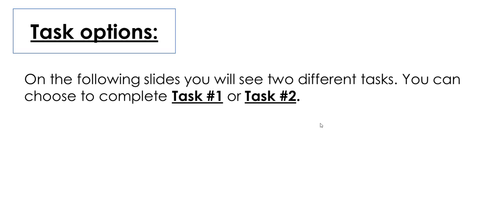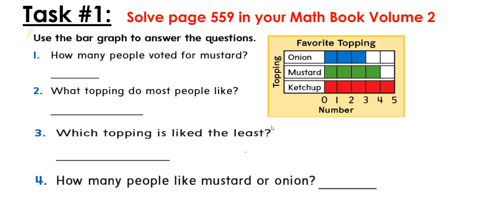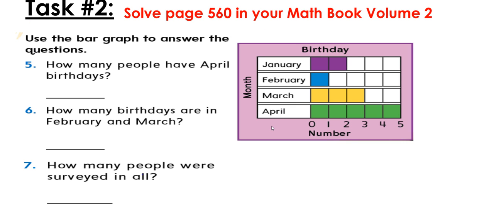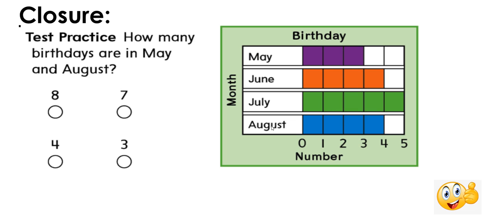Now, for the next options, you need to choose one task, either task number 1 or task number 2. For task number 1, please solve page 559 in your math book, volume 2. And for task number 2, solve page 560 in your math book, volume 2. And for closure, how many birthdays are in May and August? So use this bar graph and give the answer.